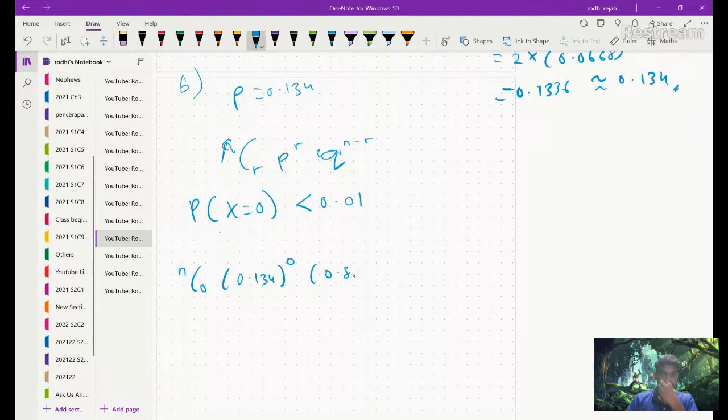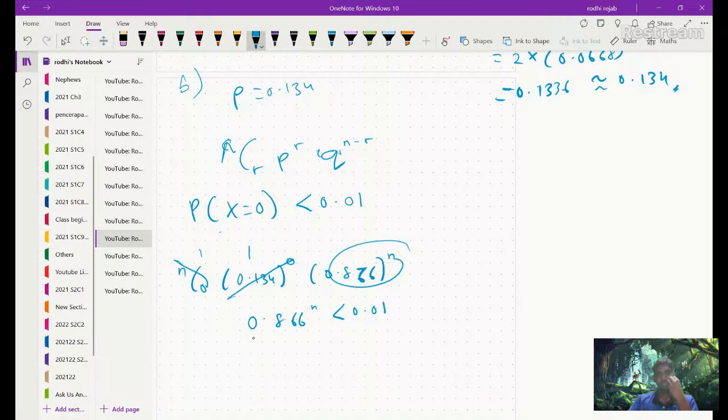This will be 0.866, sorry. This will be power of n, because n minus r, our r is 0. nC0 is 1. 0.134 power 0 is 1. And we are left with this. So you would get 0.866 power n is less than 0.01.